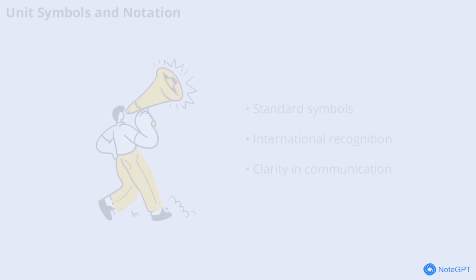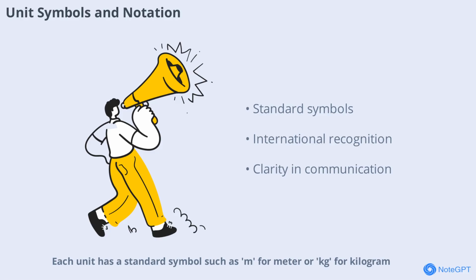Each unit has a standard symbol, such as m for meter or kg for kilogram. Using correct symbols and notation is important for clarity and precision in scientific writing. These symbols are internationally recognized, making it easy to share and interpret data across languages and disciplines.